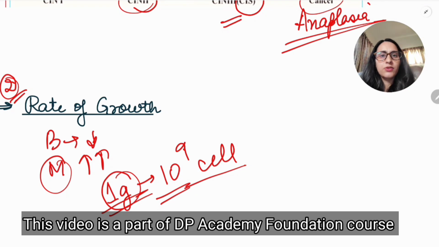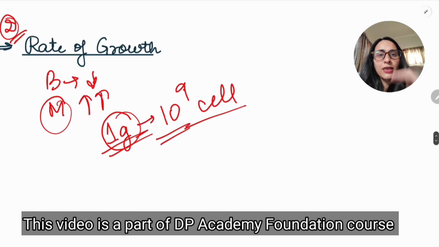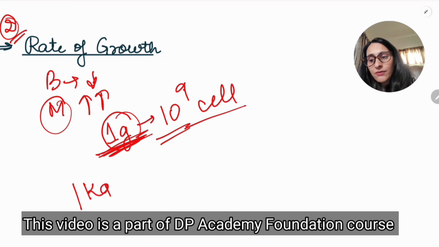And if the weight becomes 1 gram, then we can clinically detect that tumor. This is the minimum value. If the minimum weight of the tumor is 1 gram, then we can detect the tumor. What is the maximum value? Maximum value is very easy, 1 kg.